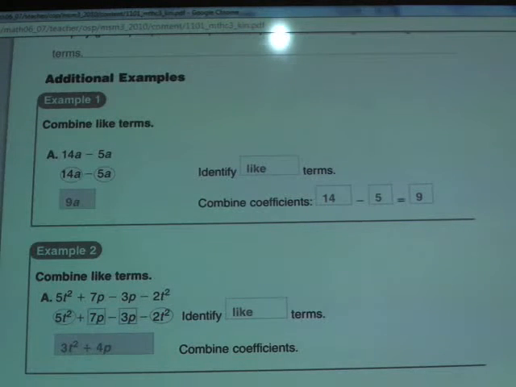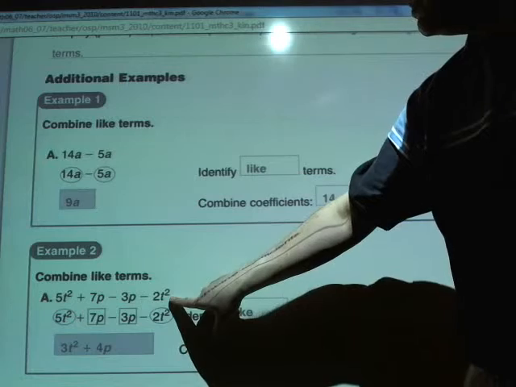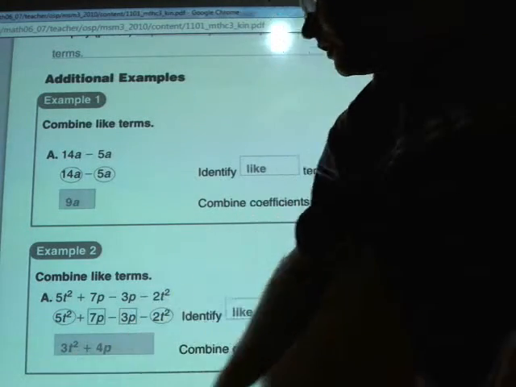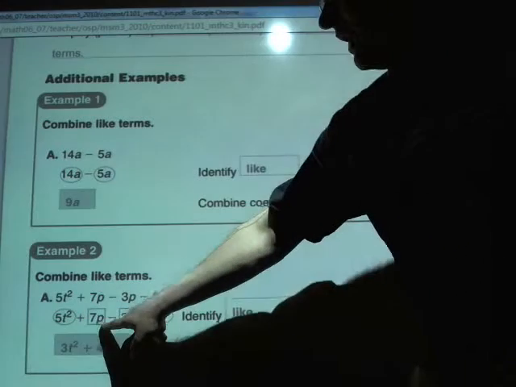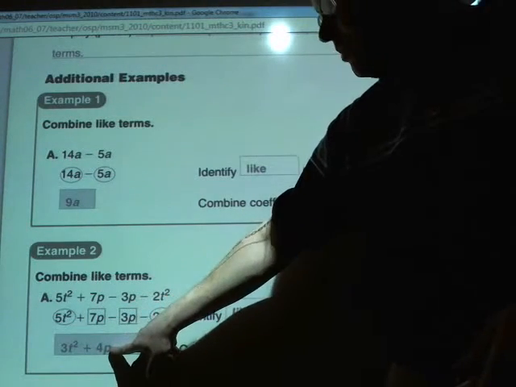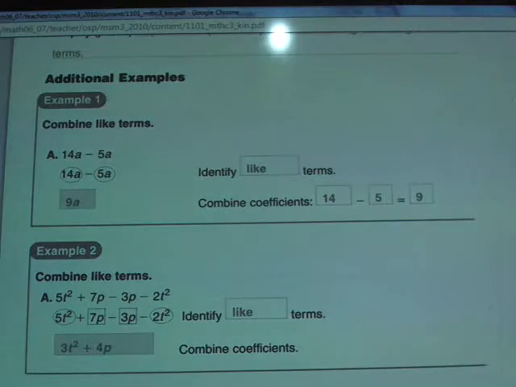So we'll combine them using the operations that it lists. Here I've got 5t squared minus 2t squared. That's going to go together to make 3t squared. And then I've got 7p minus 3p. That's going to go together to make 4p. So I end up with 3t squared plus 4p.